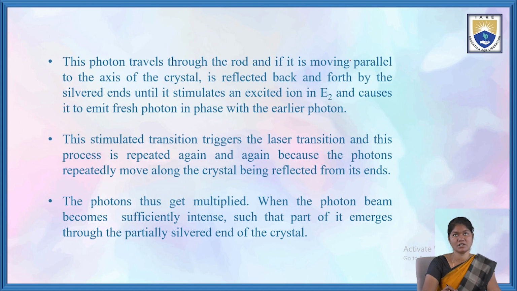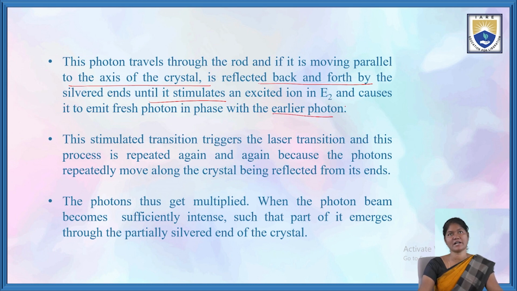This photon travels through the rod, and if it is moving parallel to the axis of the crystal, it is reflected back and forth by the silvered ends until it stimulates an excited ion in E2 and causes it to emit a fresh photon in phase with the earlier photon.